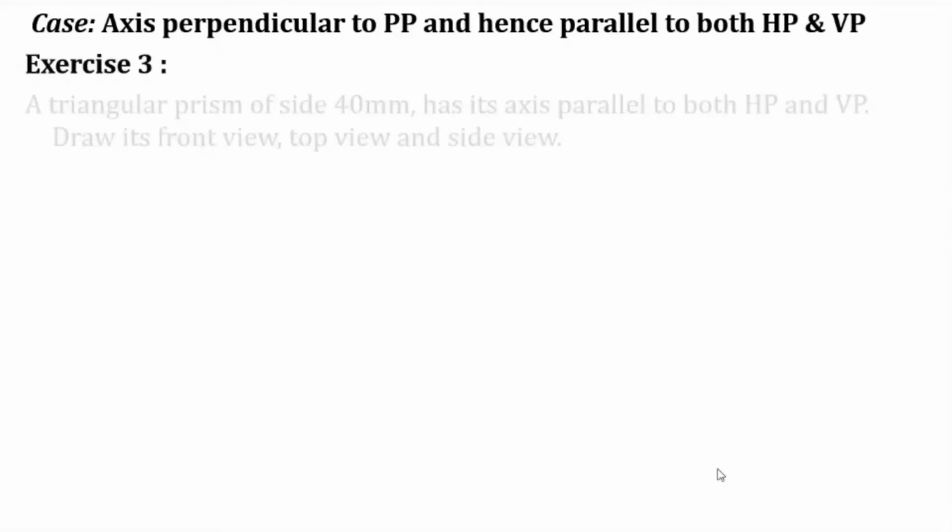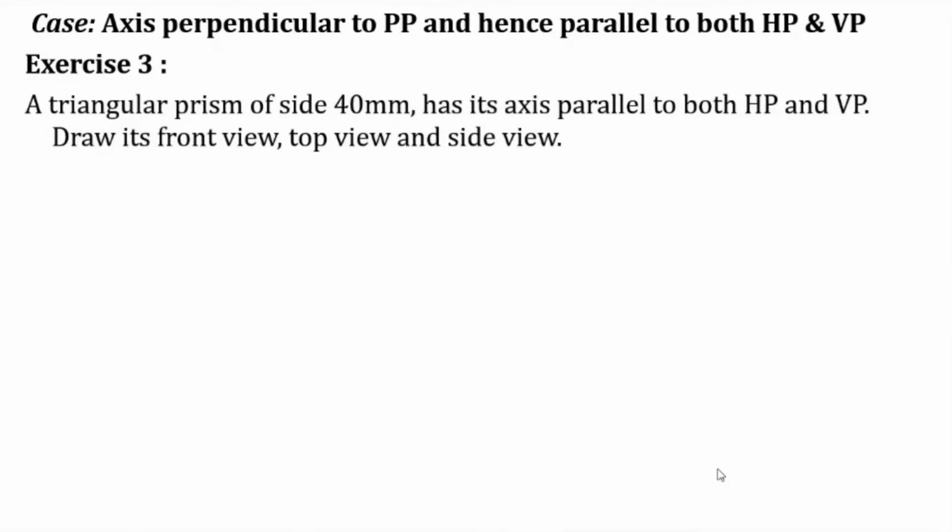So the question is like this: a triangular prism of side 40 millimeter has its axis parallel to both HP and VP. Draw its front view, top view, and side view. Without the side view, drawing this is impossible. That's another case. Without the side view, you cannot draw it. If the question is like this, draw its front view and top view, you also have to draw the side view.